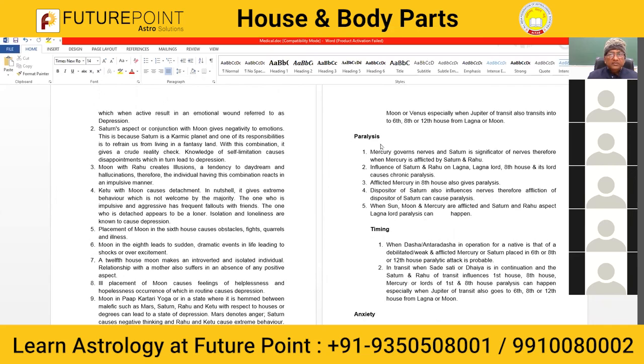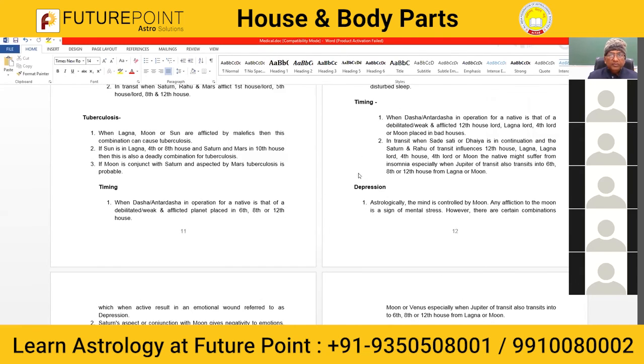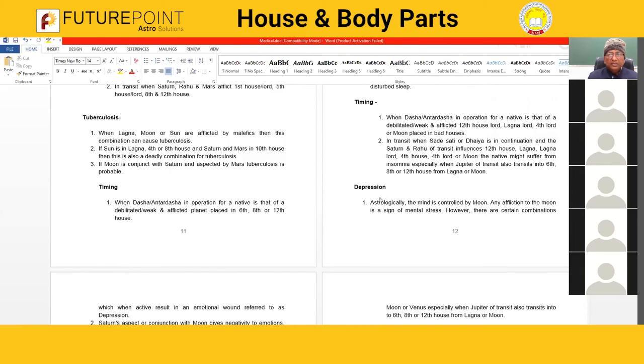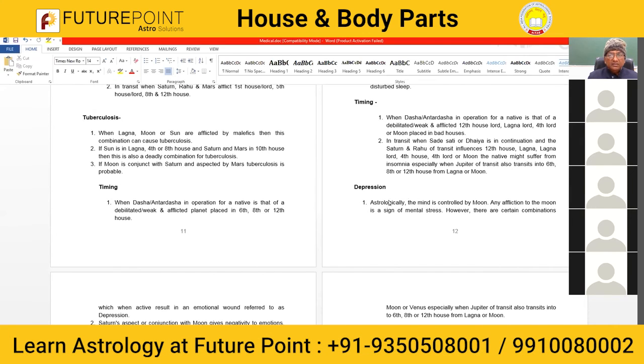Paralysis. Paralysis means where the nerves become weak, and the nerves are governed by Mercury mainly, and Saturn is also a planet which governs the nerves. So if Saturn and Mercury are getting afflicted for any reason, then a paralysis problem may occur. Depression and anxiety are a similar thing, because of Moon.